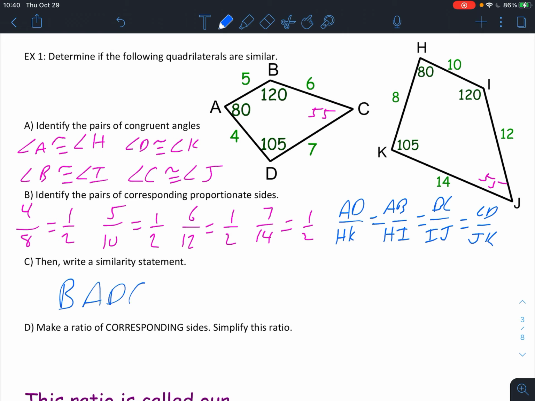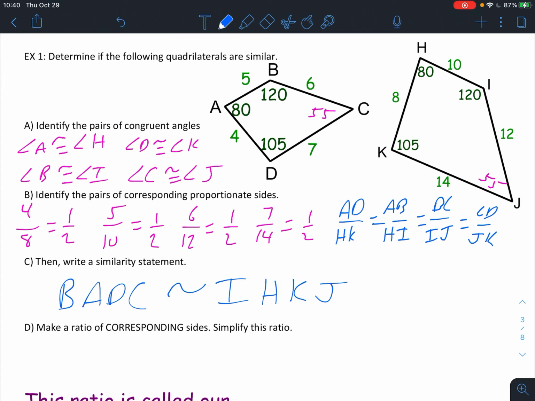So B, A, D, C is similar. Now for the second quadrilateral, we have to match up the corresponding letters. So B goes with I, A goes with H, D goes with K, and C goes with J. So polygon BADC is similar to polygon IHKJ.